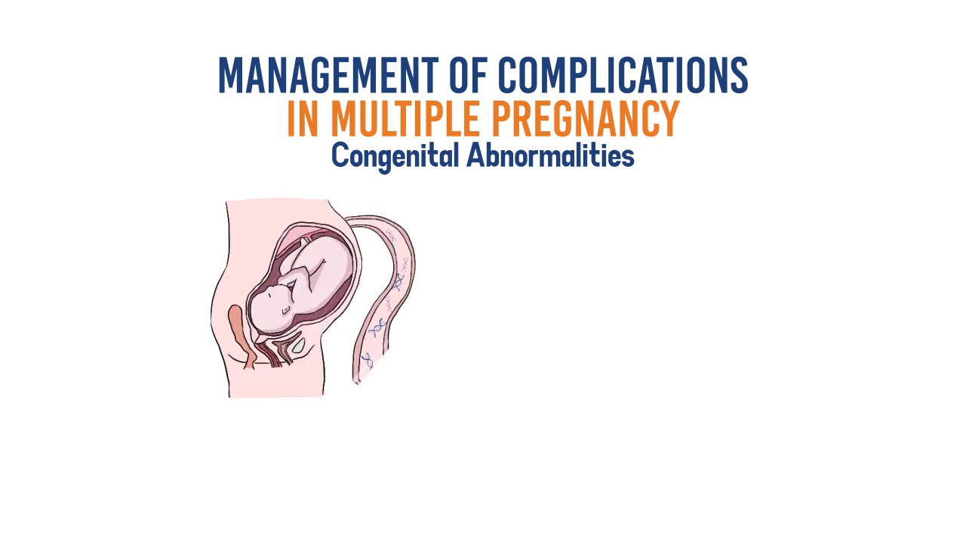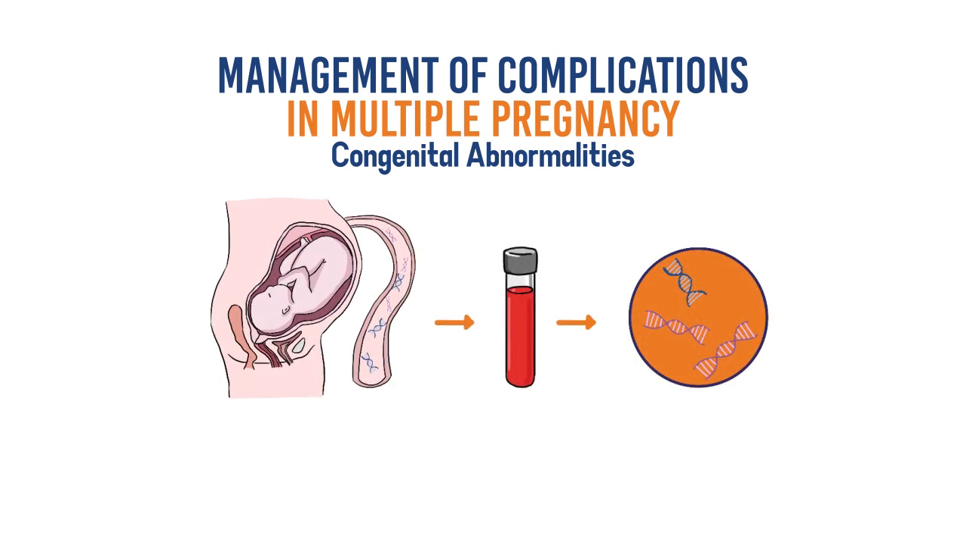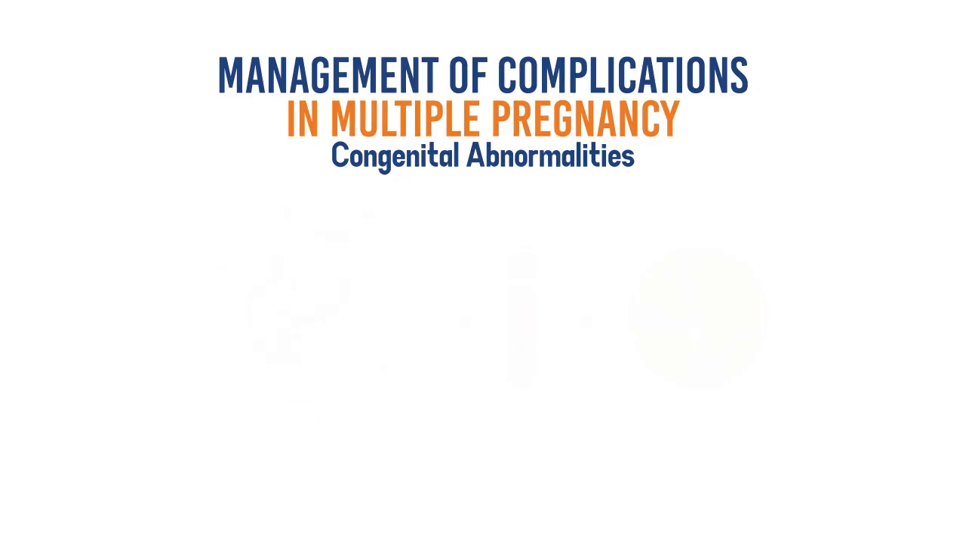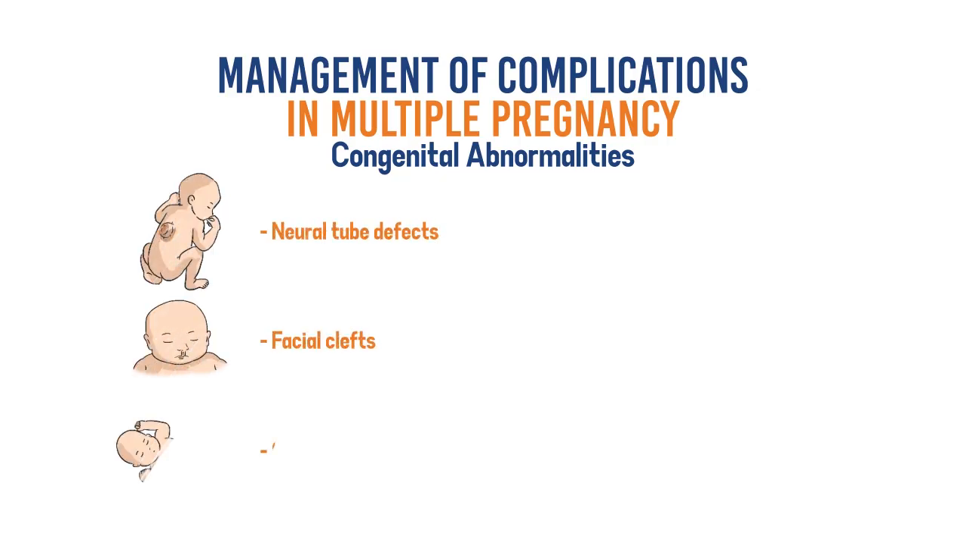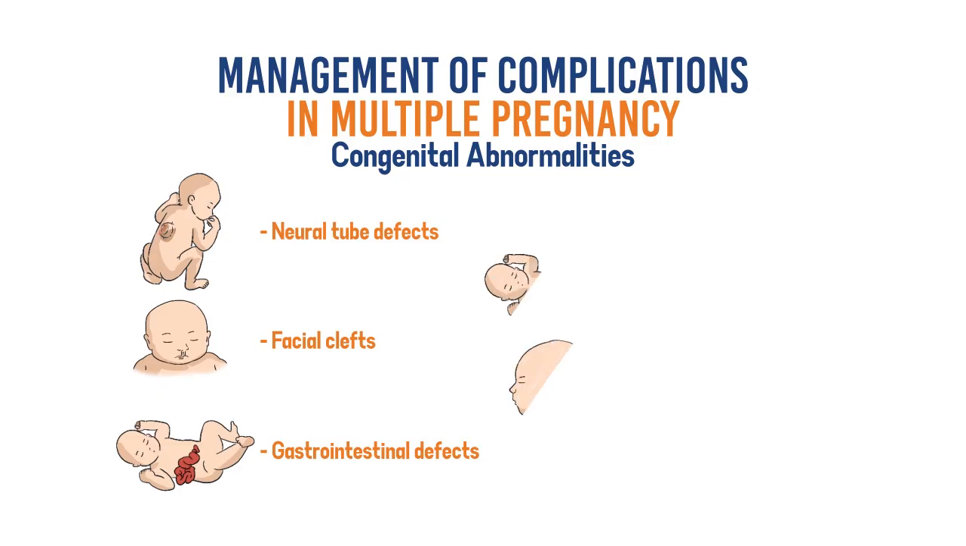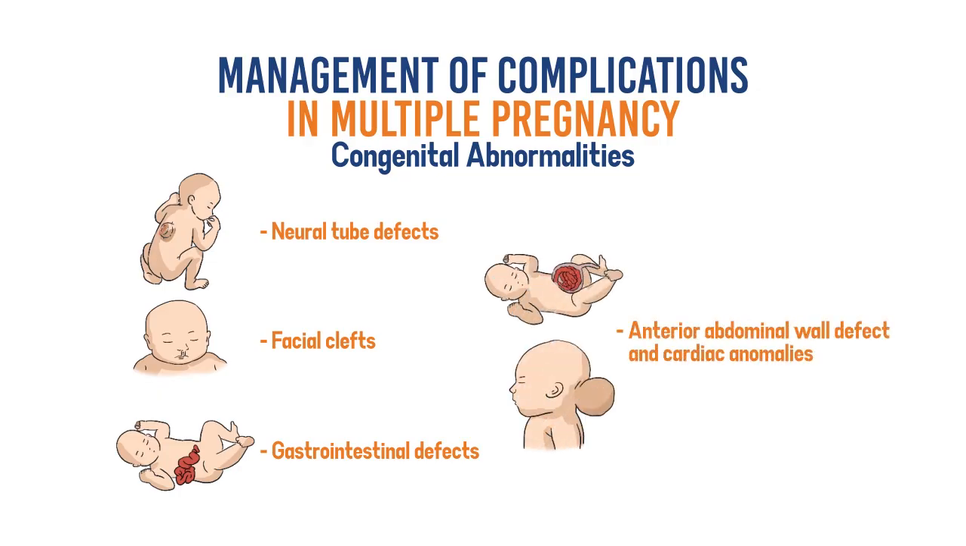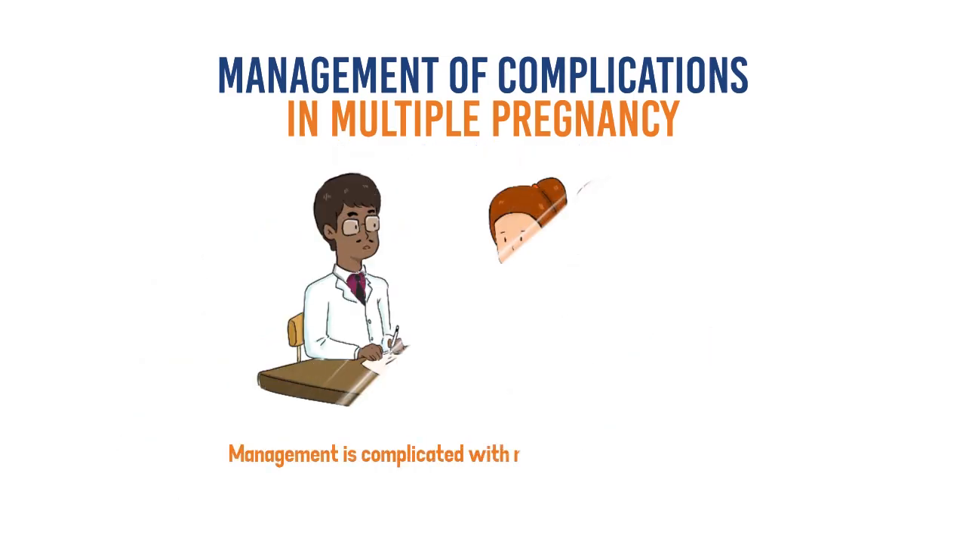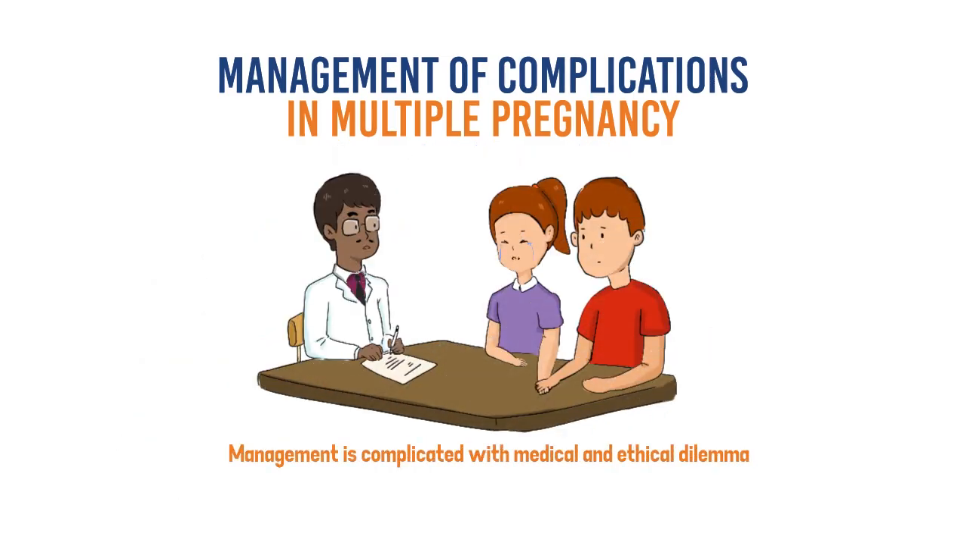There is an increased incidence of structural and chromosomal abnormalities, more evidently in monochorionic twins. Common abnormalities include neural tube defects, facial clefts, gastrointestinal defects, anterior abdominal wall defect, and cardiac anomalies. Management is complicated with medical and ethical dilemma and includes conservative management, selective feticide, or termination of the whole pregnancy.